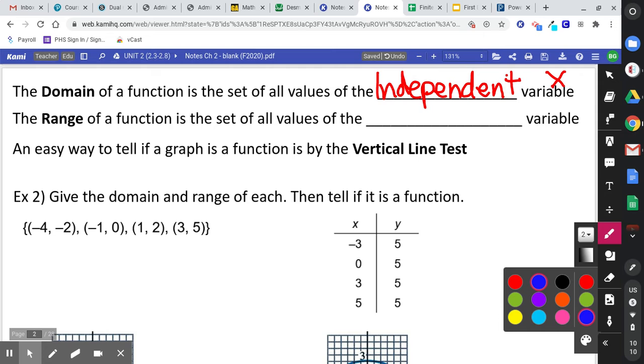The range of a function is a set of all values of the dependent variable. A lot of times that's the y value. One easy way of telling if a graph is a function is by the vertical line test.